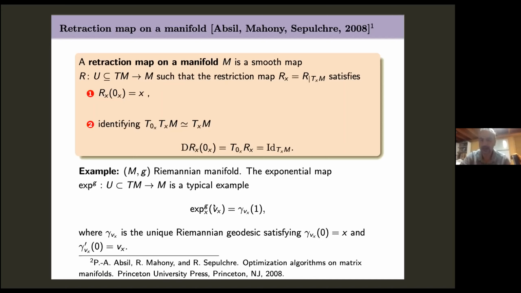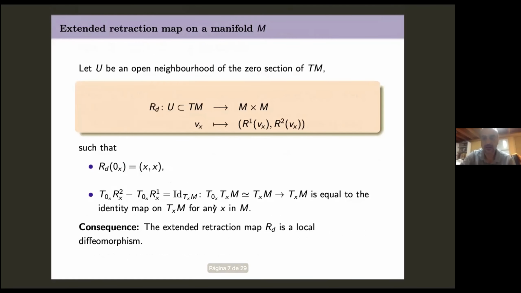And then perhaps in some cases it's important to find another type of maps which are not exactly the Riemannian geodesics, since finding the Riemannian geodesic is perhaps quite difficult. A notion that is also important, and in some sense interesting for the construction of numerical integrators, is this extended retraction map, which is now a map from the tangent bundle, not only of a fiber, to two copies of the manifold M.